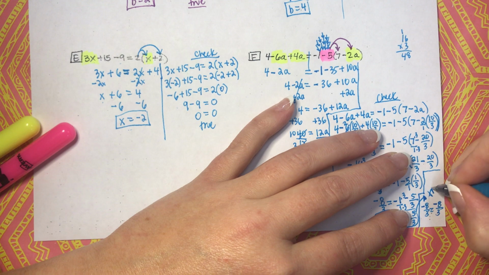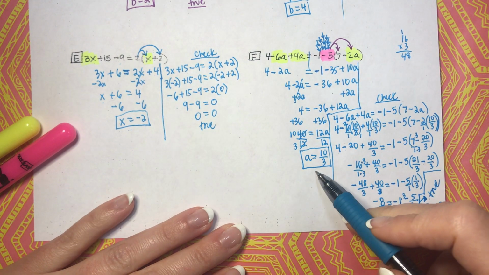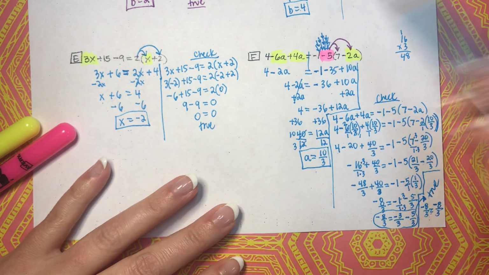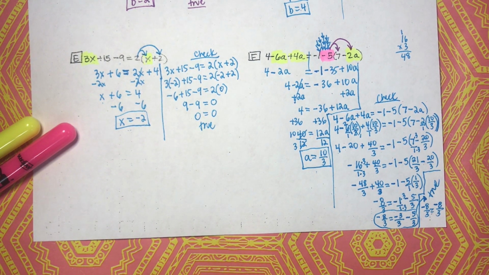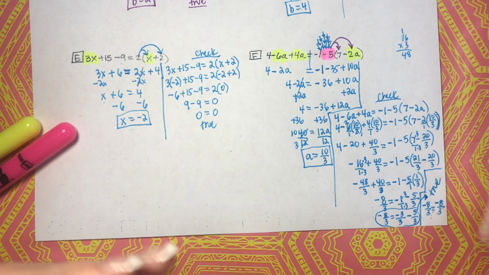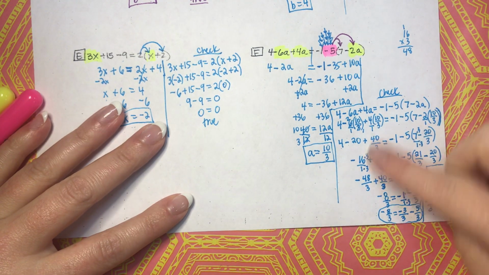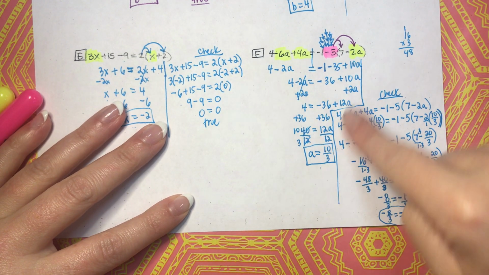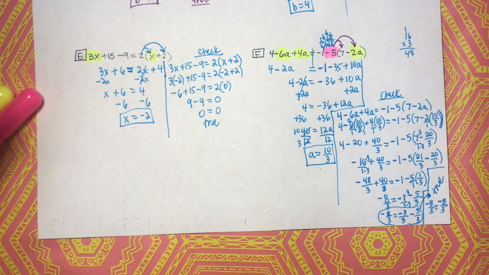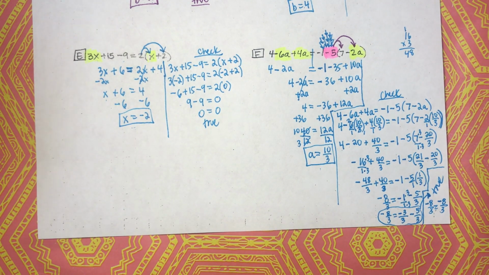We have our true statement, which means our solution, A equals 10 over 3, is the solution to the original equation. And if you got that right, you were amazing. If you didn't, erase, fix it. You can do that, okay? But your check needs to look like this, and the way that you solve it needs to look like this. So if you got that right, awesome job, and I will see you in a little bit for example 3.